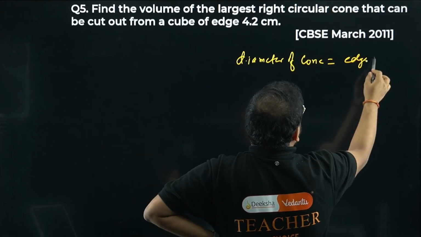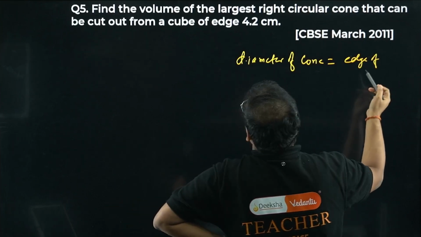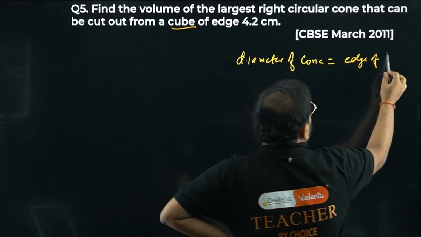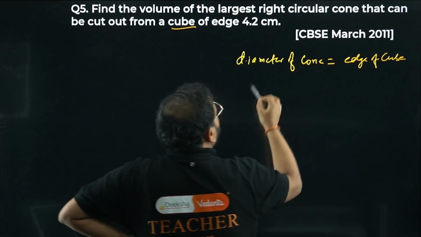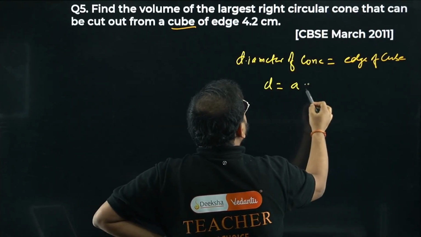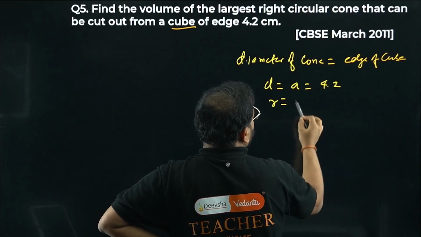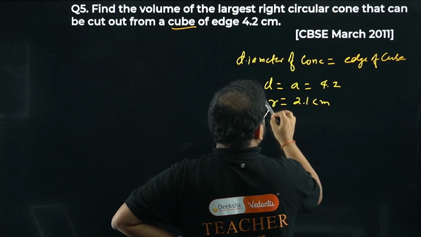Edge of the cube, right? Edge of the cube, no? Yeah, edge of the cube. It's a p by q. Please check this out. So d will be equal to what, bacha? A. How much is that? 4.2. So what is the radius, sir? Radius will be half of this, so 2.1 centimeters.